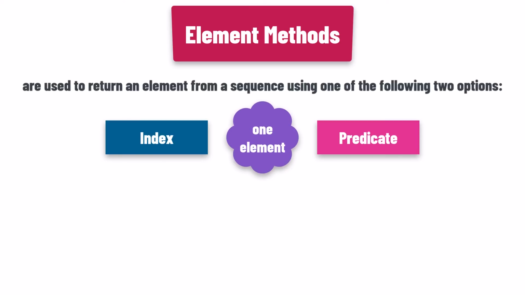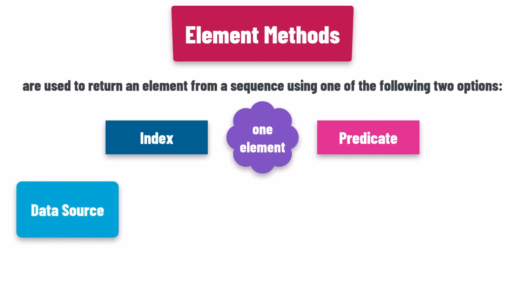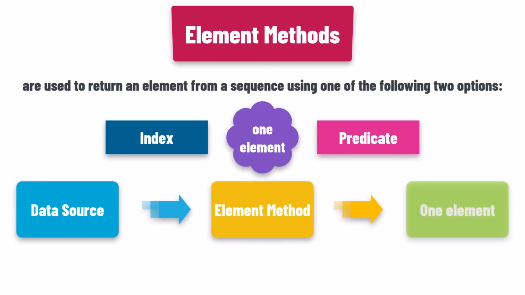In summary, we have a data source consisting of different elements. We set an element method to return a specific element. As a result, we will get only one element using the given index, or the one element that meets the given condition. This is what element methods mean.